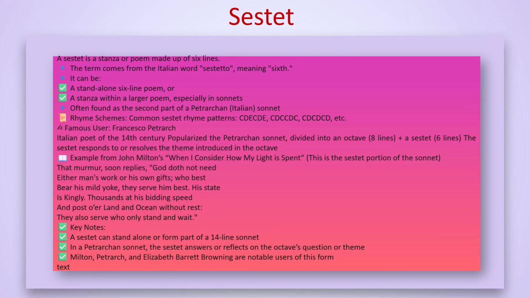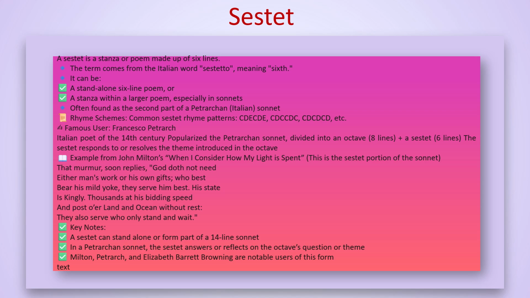A sestet is a 6-line stanza or poem. The word comes from the Italian sestetto, meaning sixth. Most famously, the sestet forms the second part of a Petrarchan sonnet, following the 8-line octave. Poets like Francesco Petrarch, John Milton, and Elizabeth Barrett Browning use this structure to explore contrast, where the octave presents a problem and the sestet offers a reflection or solution. In Milton's sonnet, "They also serve who only stand and wait" is a profound conclusion delivered within the final sestet.